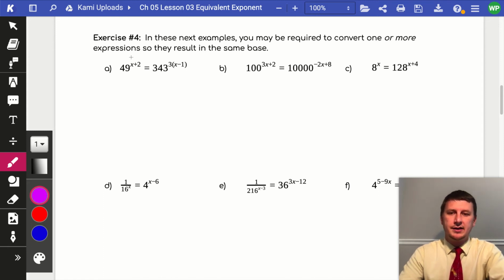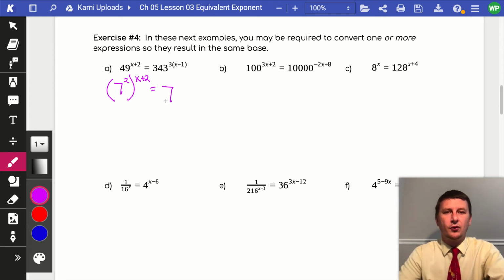49 to the second power is much larger than 343, so we're going to have to change both of these bases in order to arrive at the same base. We should recognize that 49 is 7 squared. So I'm going to rewrite 49 as 7 to the second power, which means 343 must be 7 to a power as well. Using a guess and check method, 7 times 7 is 49. 49 times 7, oh, there we go, that's 343. So 7 to the third power is 343.